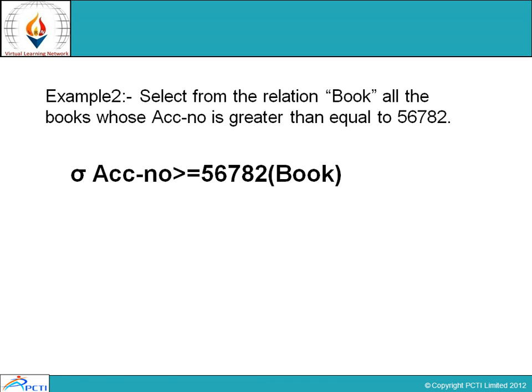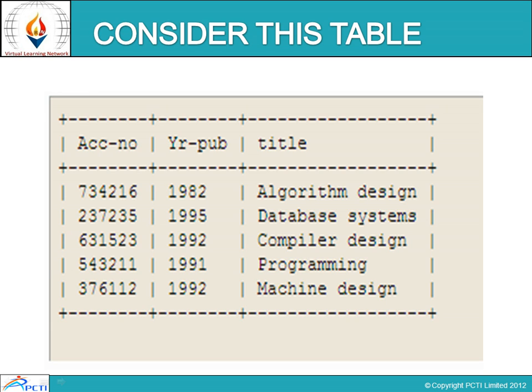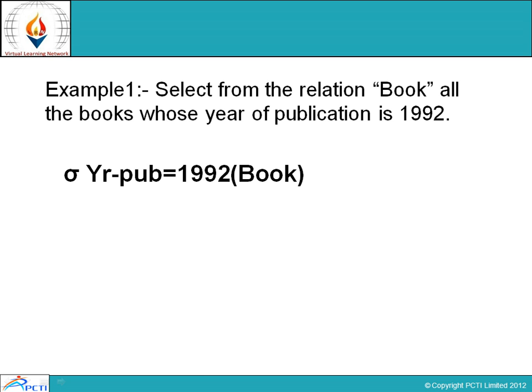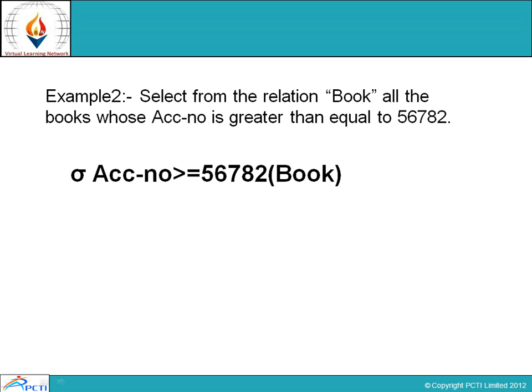Consider one more example. Let's select in the relation book all the books whose account number is greater than or equal to 56782. Now we verify the account number. In the table, the first column is account number. Now according to this, I use the symbol sigma, meaning select account number greater than or equal to this number, and in the circle bracket we write the table name.